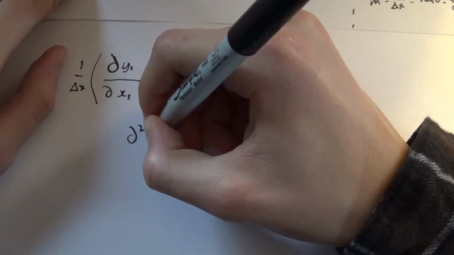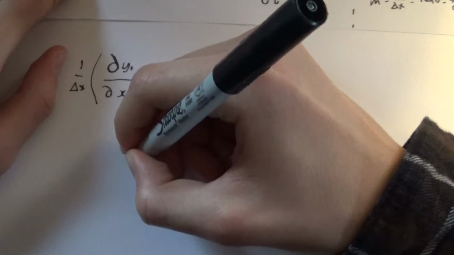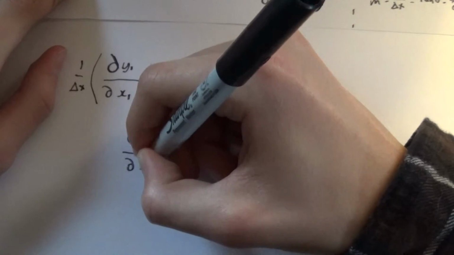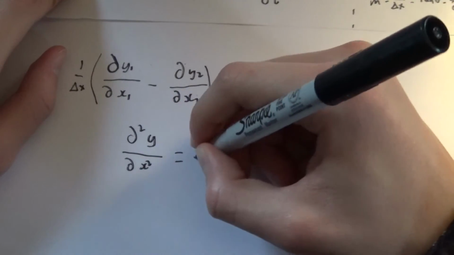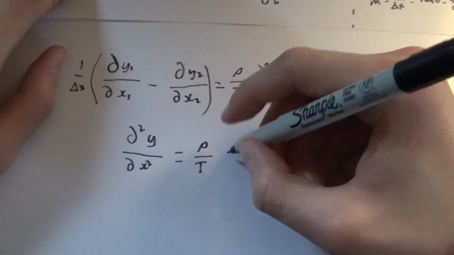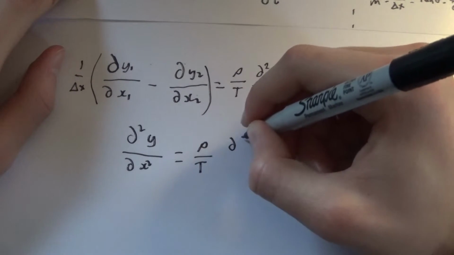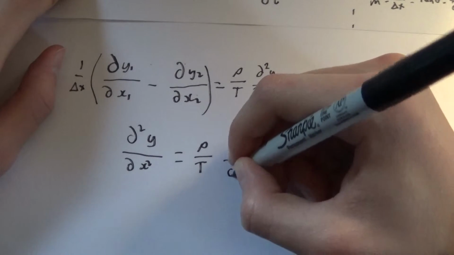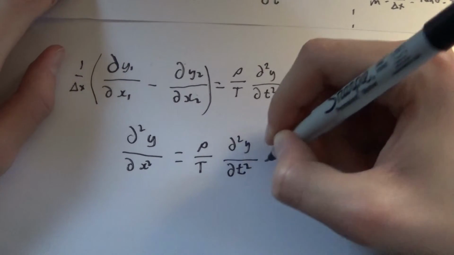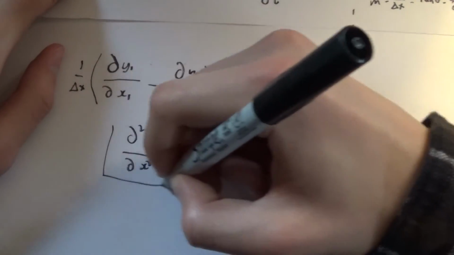That the second partial derivative of y with respect to x is equal to rho over t, the second partial derivative of y with respect to t. And this is an extremely important equation.